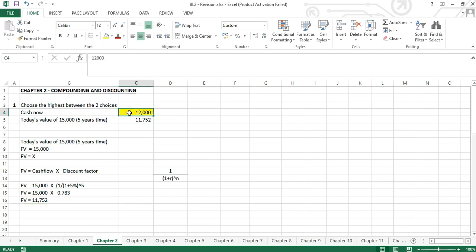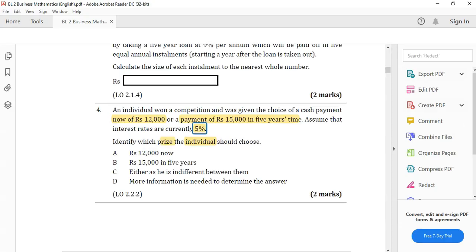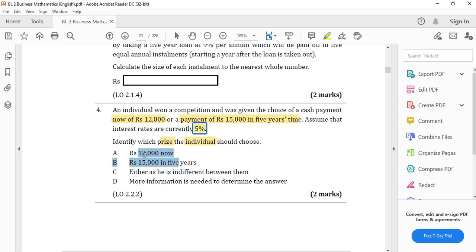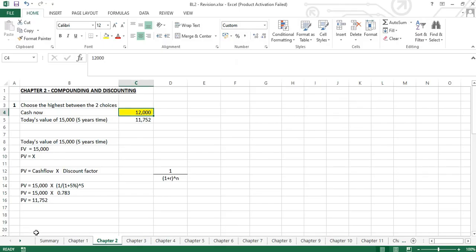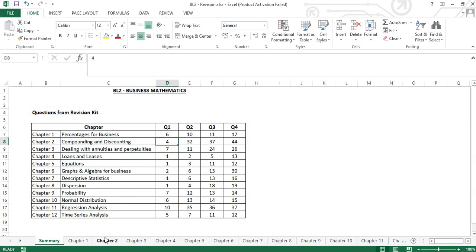Hence now, since we choose cash now, the answer will be 12,000 now, which is A. Alright, next we have question 32.